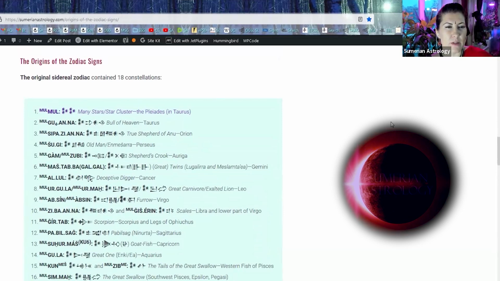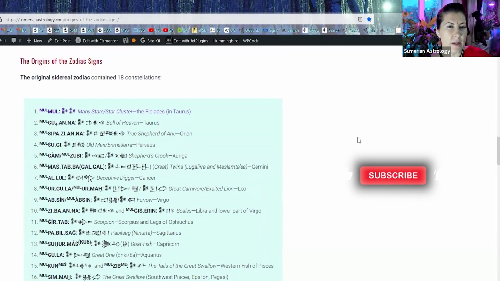I'm going to go through the original Sidereal Zodiac, which was the original Sumerian Zodiac, which contained 18 constellations. Each of these has its own article that will be breaking down their name and the meaning and what we can derive from that astrologically in later articles and videos.